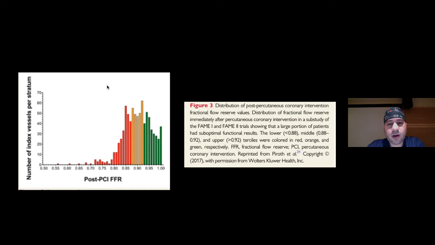If you look at the FAME-1 and FAME-2 data, where they measured FFR pre and post PCI but did not act on the results post-PCI, you'll find that about 30 to 40% of their patients had an FFR less than 0.9, and about 25 to 30% of their patients had an FFR less than 0.8, meaning that if these patients went into the study, they would have been randomized to PCI. So we're not getting optimal results of intracoronary physiology even post-PCI for about 20 to 30% of our patients.